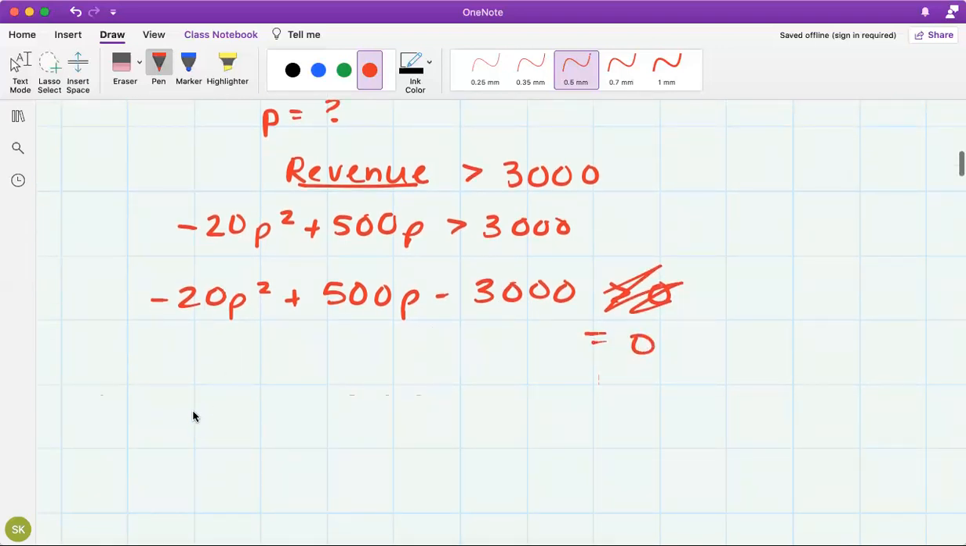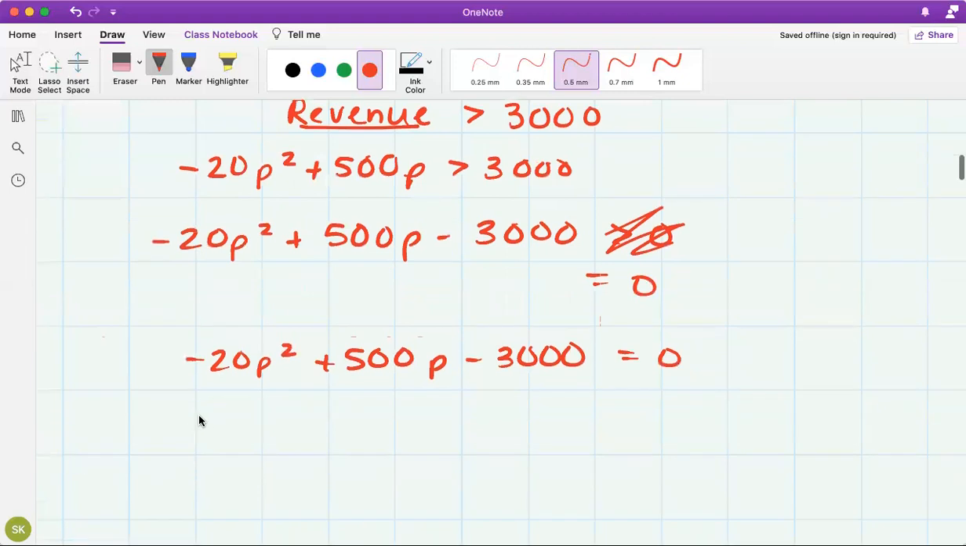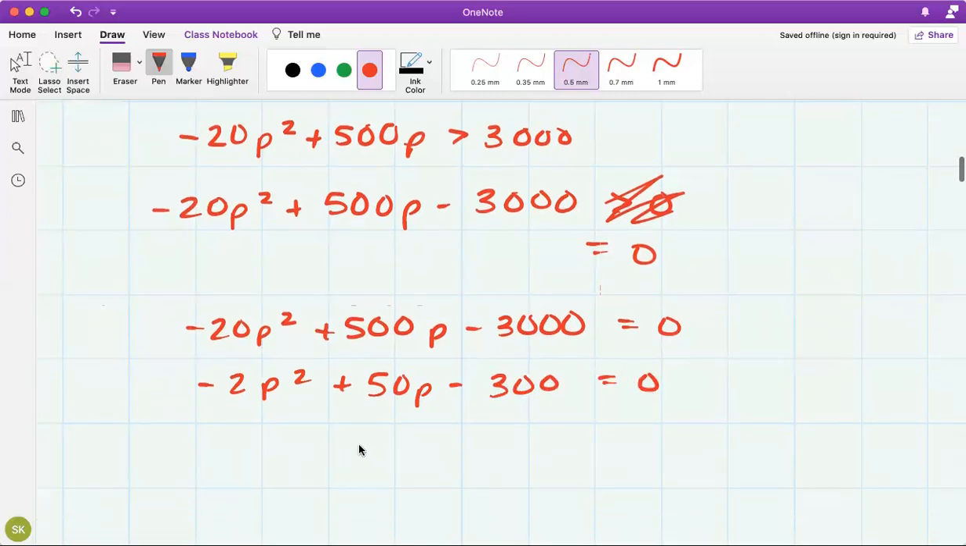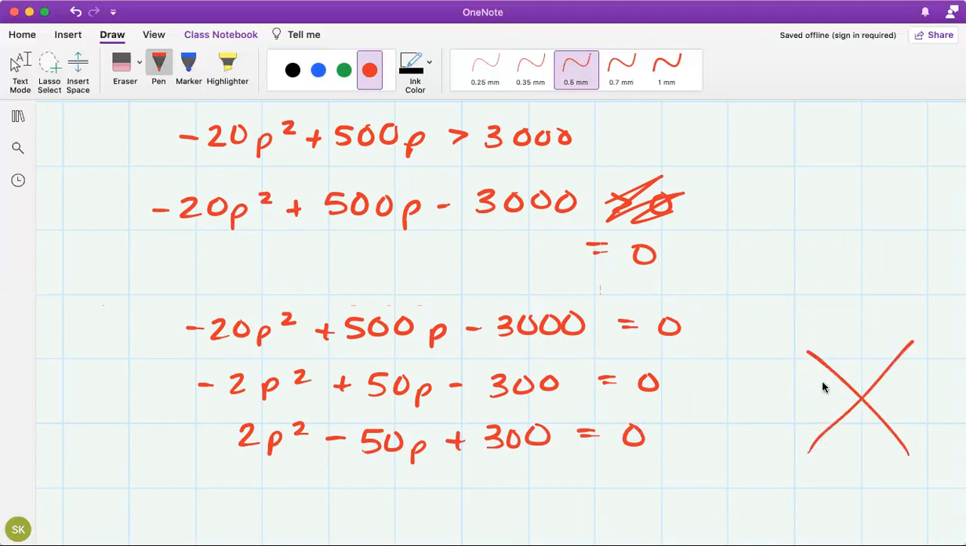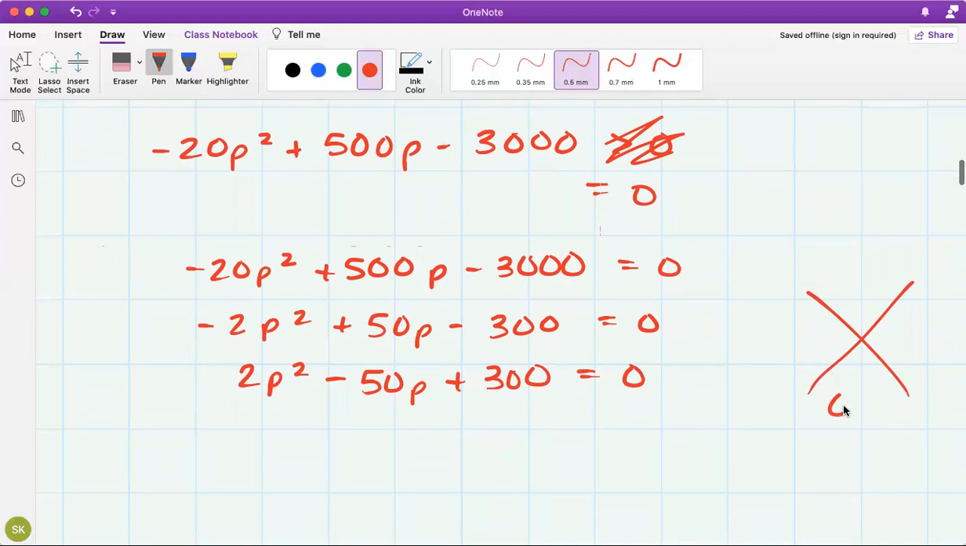The first thing I would do is try to get out a greatest common factor. So notice that each one of these numbers is divisible by 10. So let's divide everything by 10, including the 0. I also don't like this negative, so I'm going to switch all the signs. So 2P squared minus 50P plus 300 is equal to 0. Let's see if we can factor this. We want two numbers that multiply to give us 600, add to give us negative 50.